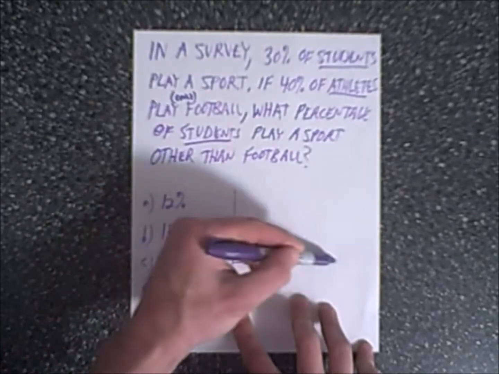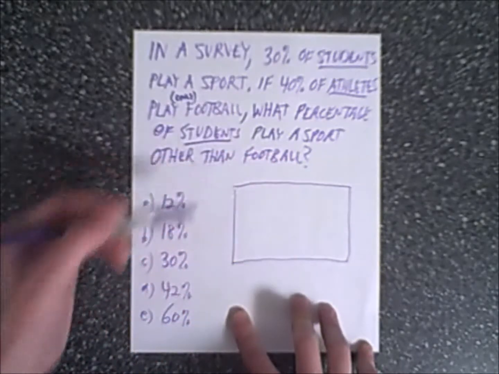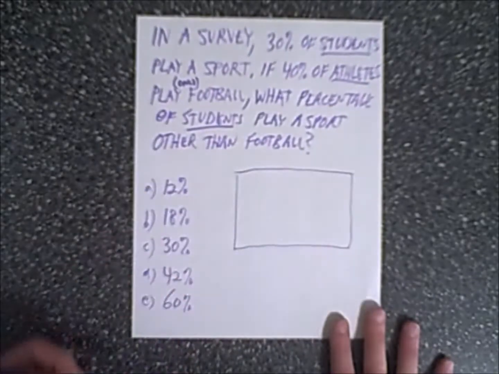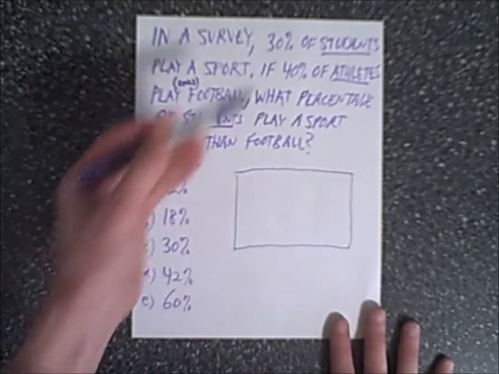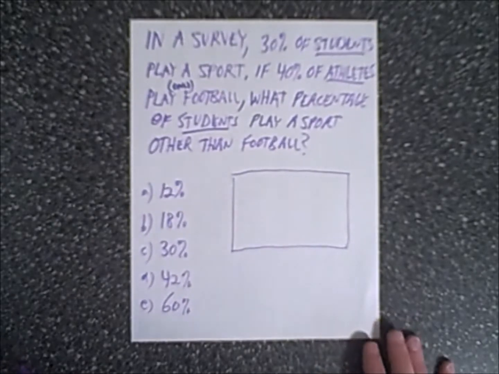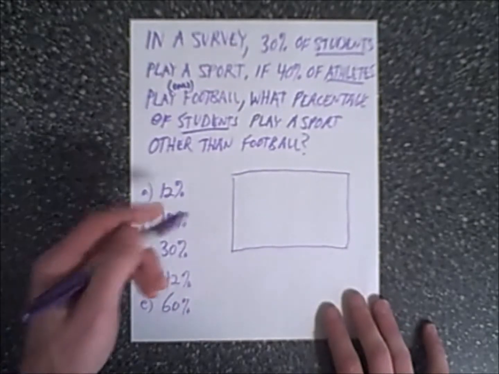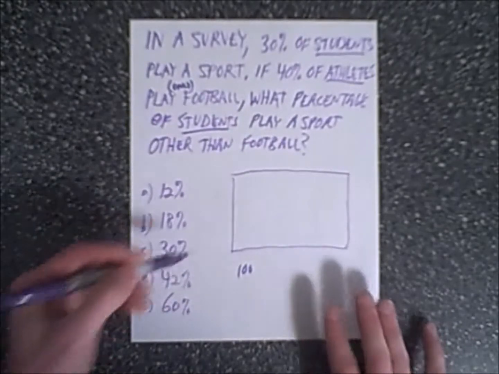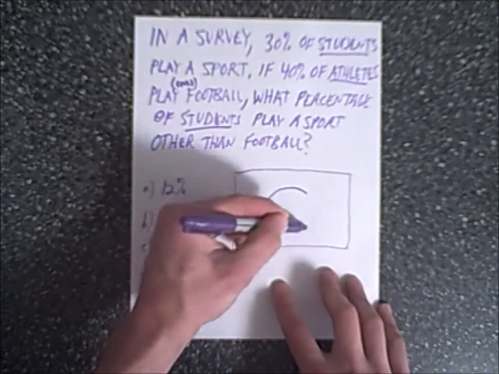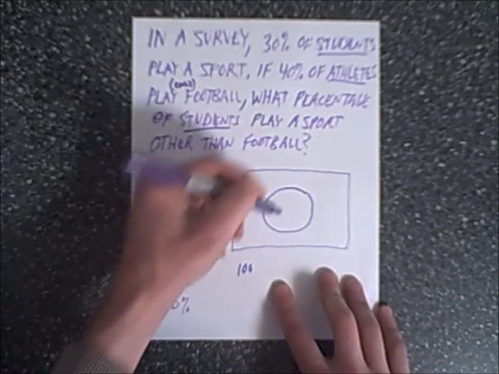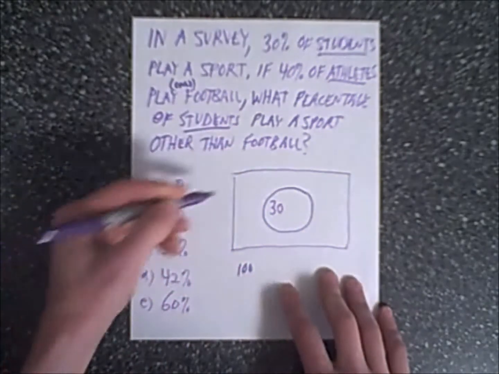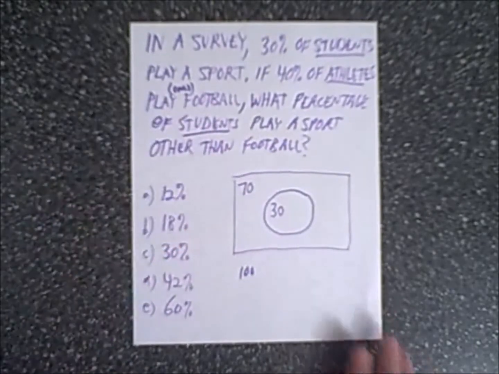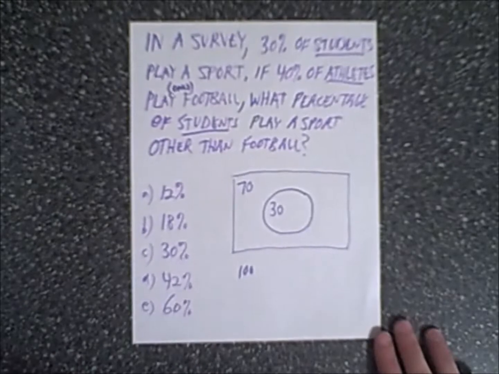So let's draw something almost like a Venn diagram. This represents all the students, and let's pick a number like 100, because that's really easy to work with. So if we had 100 students, and 30% of them play a sport, let's put the ones that play a sport in here. So that's 30. And if 30 play a sport, how many don't play a sport? That's 70 out there. So there's our 100 students.